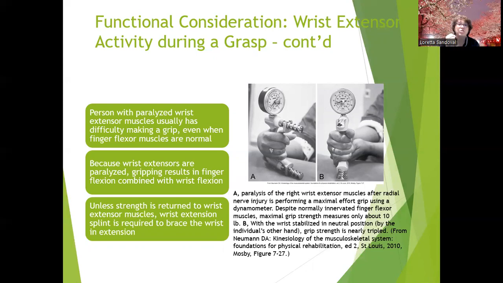So unless you return strength to the wrist extensor muscles for the person with paralyzed wrist extensors, you need to use a wrist extension splint to brace the wrist in extension so someone can grip onto things. So it's really interesting. Try it in the lab and see what you think about that. But having your wrist in a slightly extended position gives you a much stronger grip.